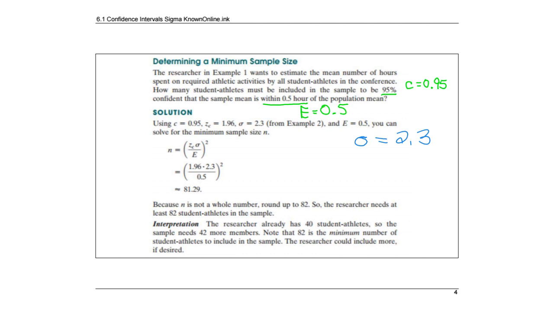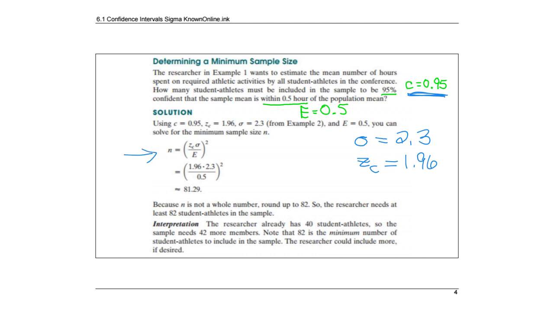We want a 95% confidence level. And so therefore our Z of C, if you go to your resource sheet and look at 95%, you'll see that the Z is 1.96. Okay, also, if you look at your formula here, we also need an E.